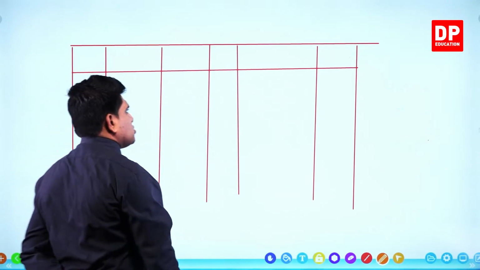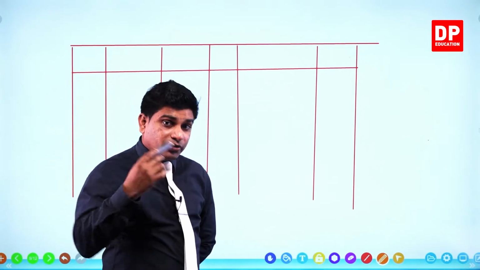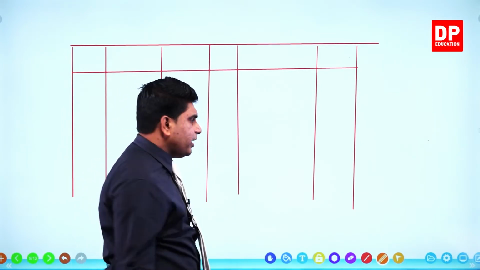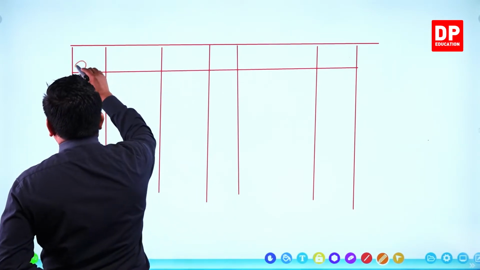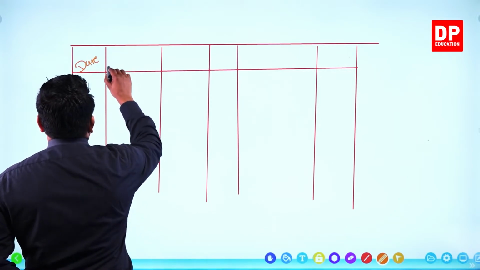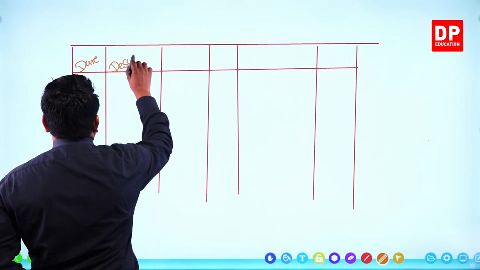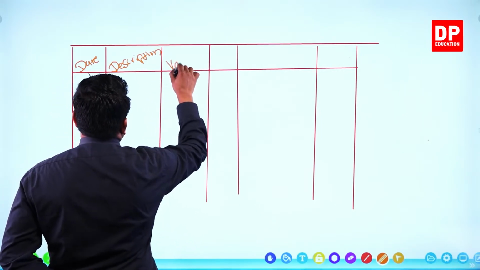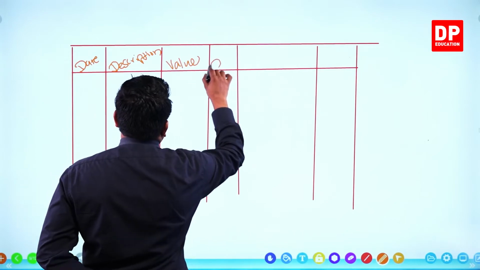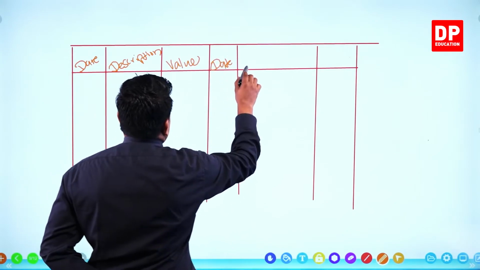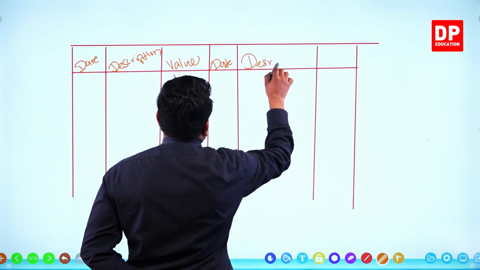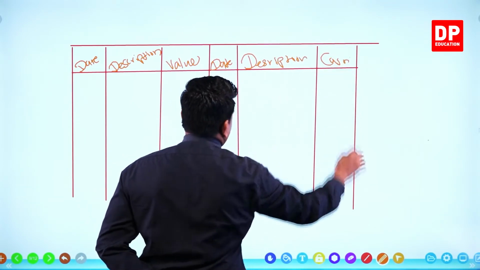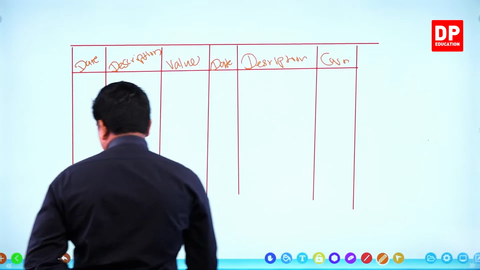When you start the question, you write the name of the account, the name of the organization, then the time period on the top of the account, right? Before it, you write date, description, value or cash. Date, description, value or cash, right?